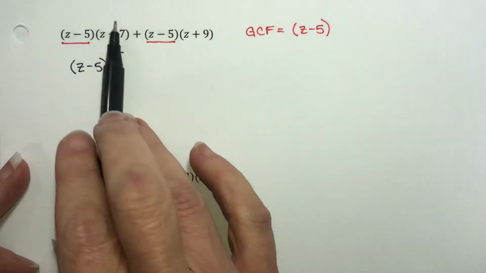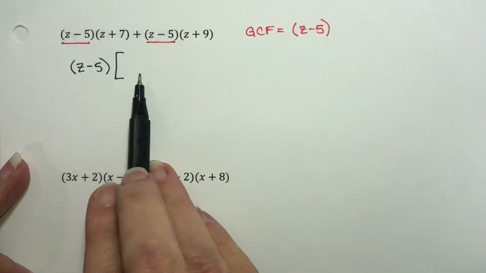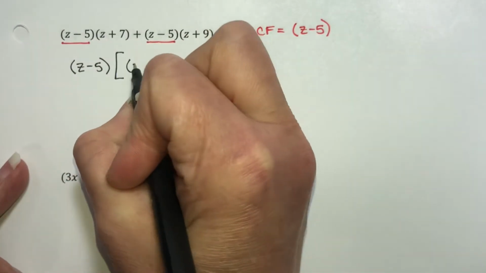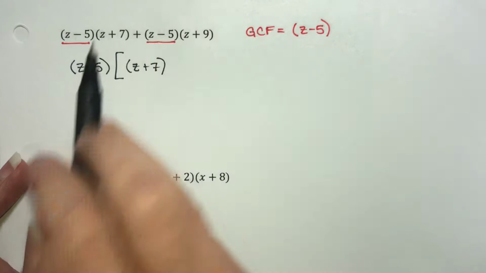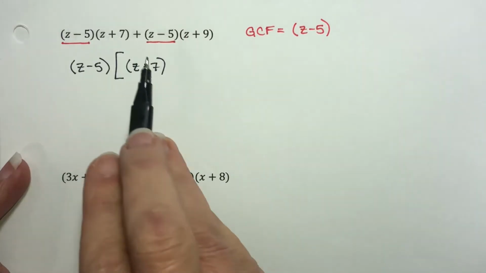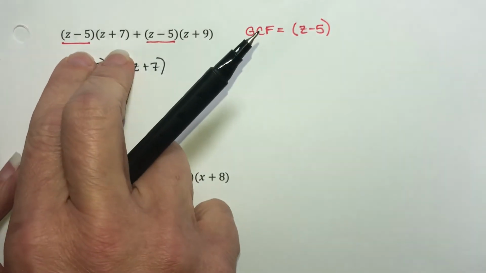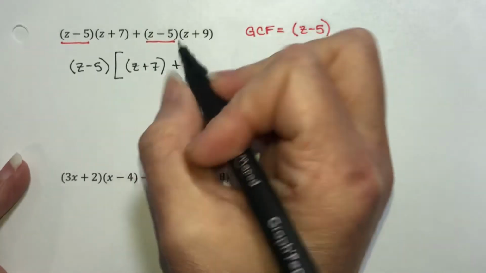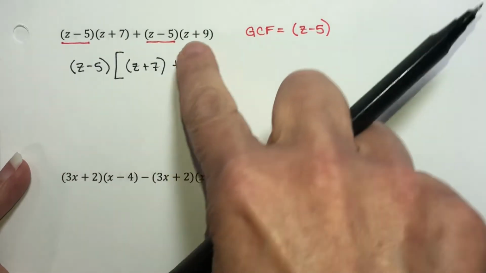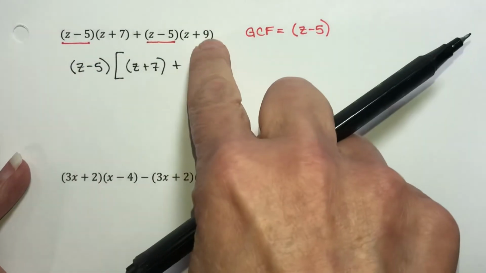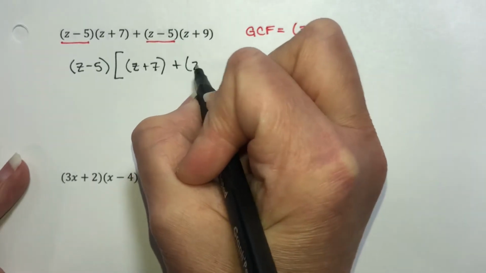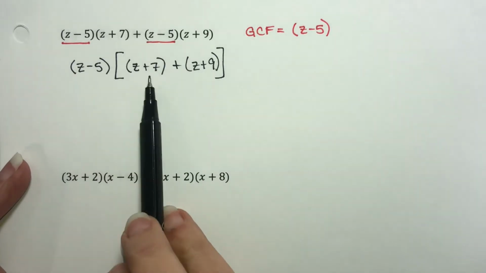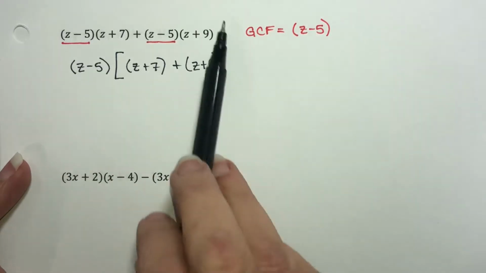Now just think of this here. This times what gives me this? Well, this times z plus 7 is going to give me this, right? This whole thing times this whole thing is right here. This is easier than you're going to want to make it. Plus, this times something gives me this. This times z plus 9. This times this is here. This times this is here.